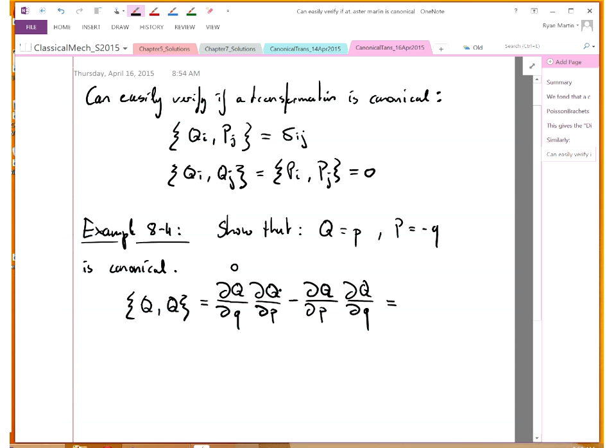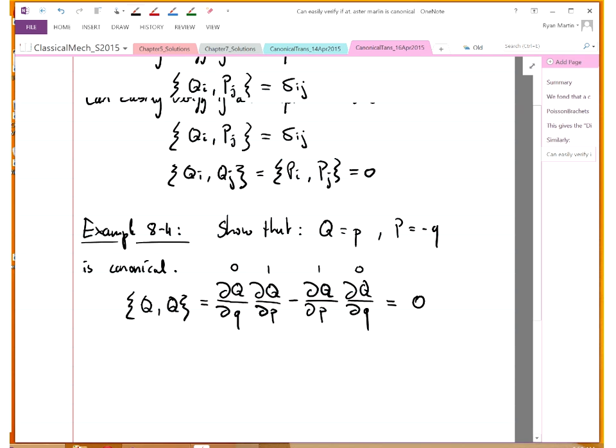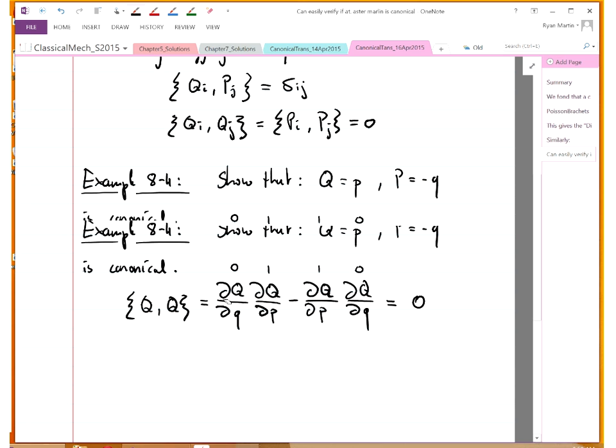So ∂Q/∂q is 0. ∂Q/∂p is 1, minus ∂Q/∂p is 1, the last term is 0. Of course, that gives 0. Let's try the other one.